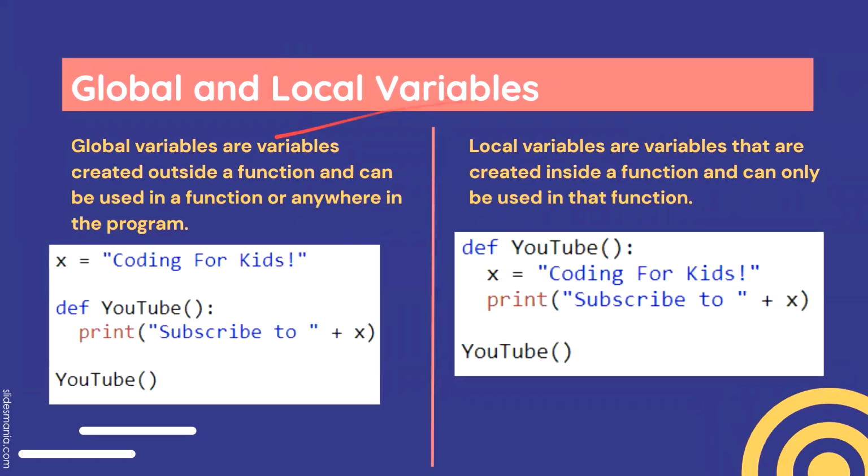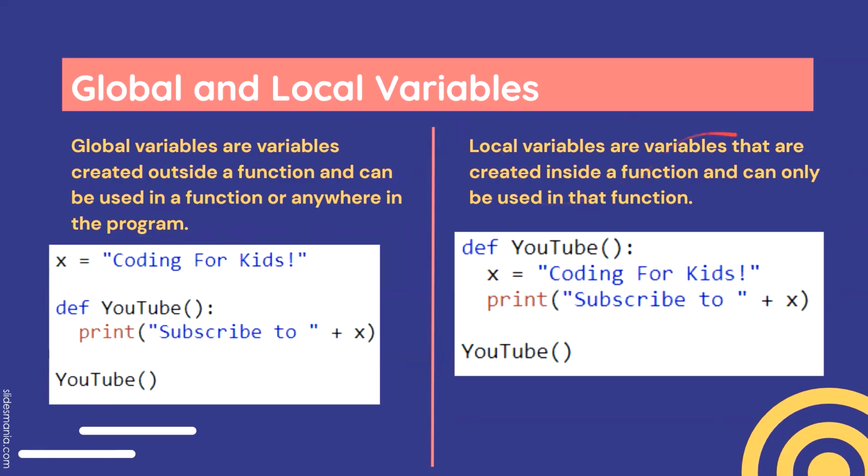Now, global and local variables. Global variables are variables created outside a function and can be used anywhere in a function or anywhere in the program. So for example, we have our x equals coding for kids, and then we have a function that says define YouTube, print subscribe to plus YouTube. So basically, this global variable can be used anywhere in our program. Even if I were 20 lines down, I could call this function again, or call this variable again, and I could still be able to use it. I can use it in a function and anywhere in the program.